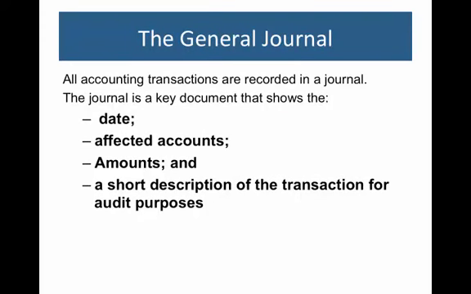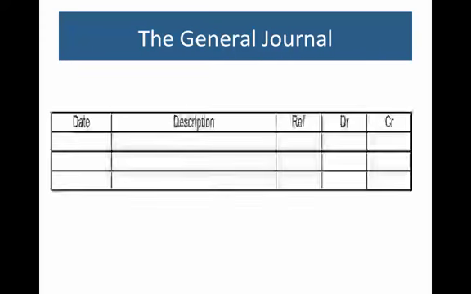Now, the next thing we move on to is the general journal. Every transaction you have is recorded in a journal. So those accounts we just identified a moment ago, we have to put that information somewhere. So that journal will include the date of the transaction, the names of the accounts that were affected, the amounts, and then a short description of the transaction so that when someone looks back in time, they'll understand for audit purposes what exactly happened in this transaction.